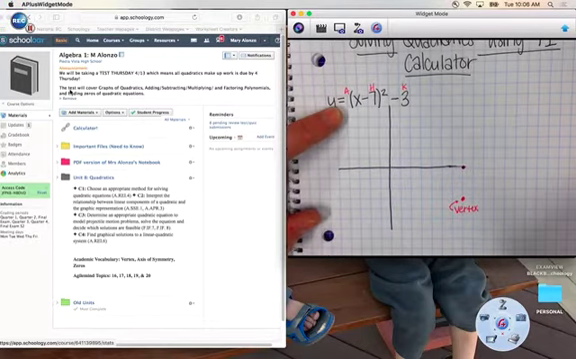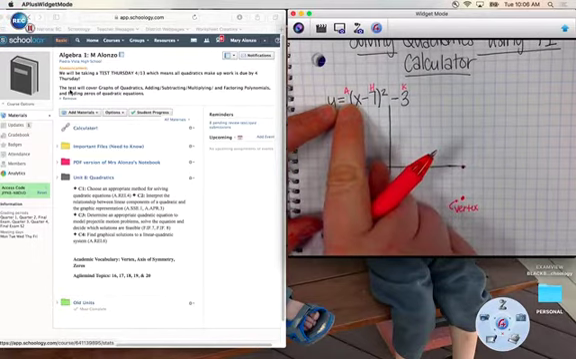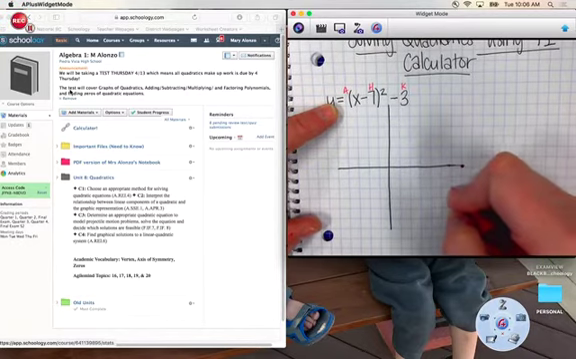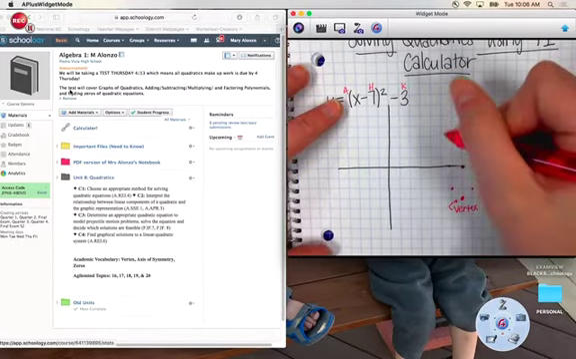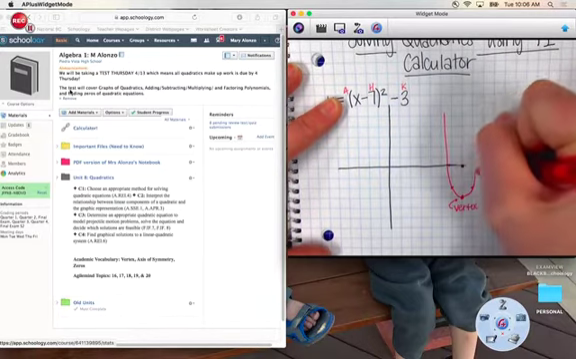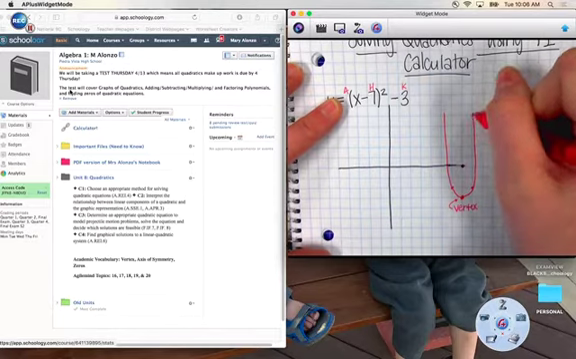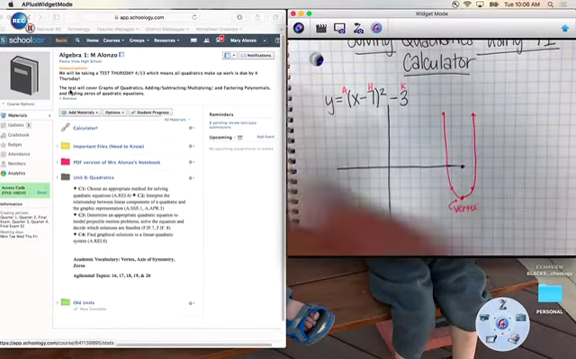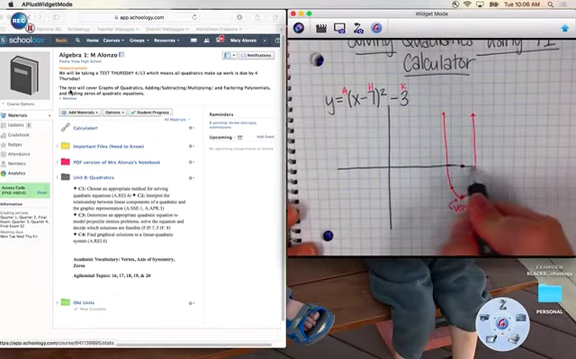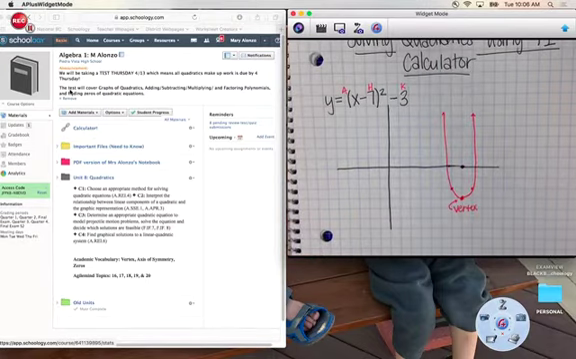No, we don't. I mean, you can probably guess, but what is our A value? 1. So remember, you need to go up 1 over 1, up 1 over 1, and that's about the best you can do. And then you're going to do a general sketch. So that is my parabola.